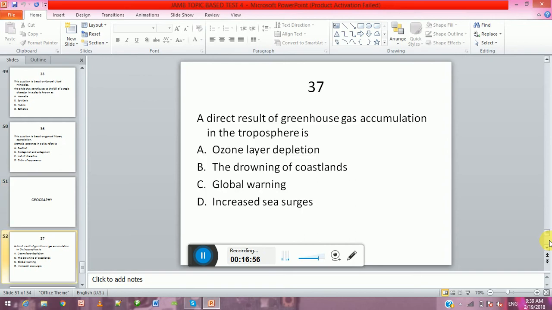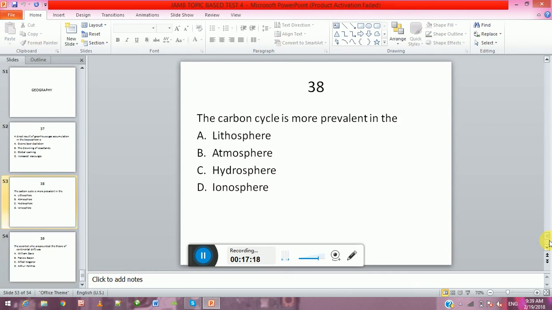Geography. A direct result of greenhouse gas accumulation in the troposphere is: A. Ozone layer depletion. B. The drowning of coastlands. C. Global warming. D. Increased sea surges.